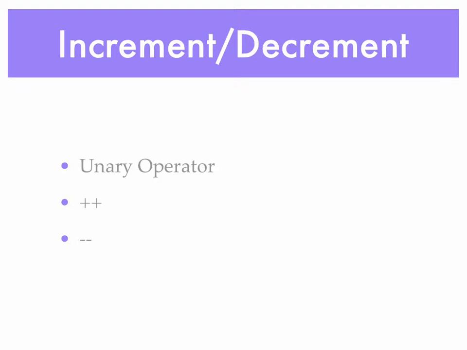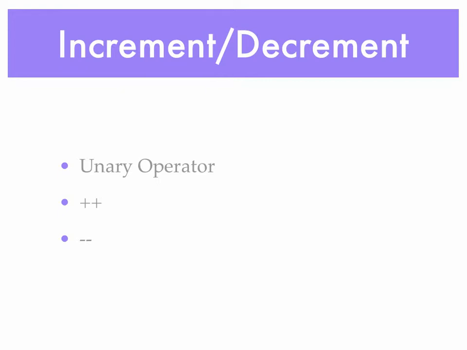Okay, let's talk about increment and decrement. To increment and decrement, we use a unary operator. That is an operator that binds with one single operand. And the operand in increment and decrement is always a number, a whole number or a floating point number. To increment and decrement, we use the symbols plus plus and minus minus. Plus plus to increment, minus minus to decrement.